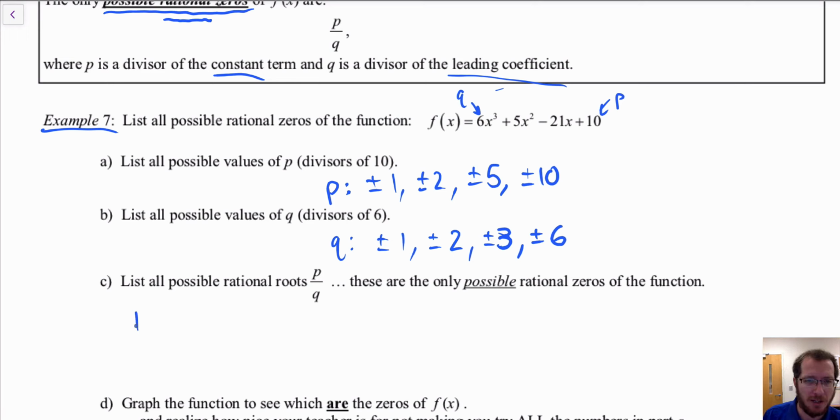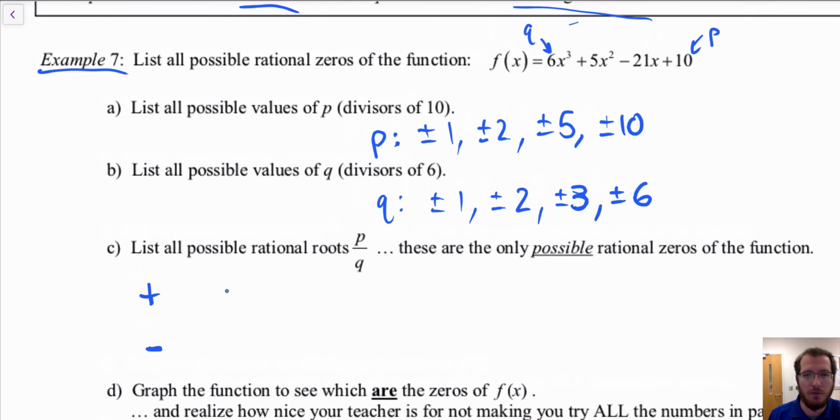All right, so I'm going to have two lists. I'm going to have my positive values and my negative values. And again, we need to look at every possible combination of P over Q. So I'm going to try all of my P's with the first Q, then all my P's with the second Q, and so on, and make a list.